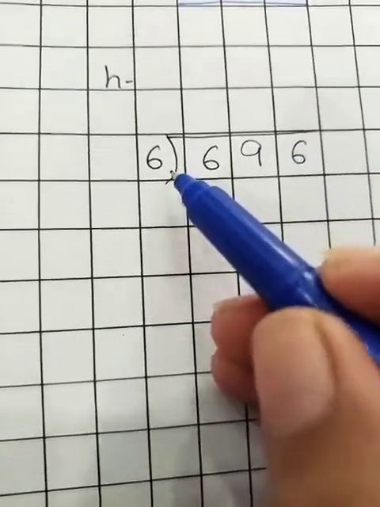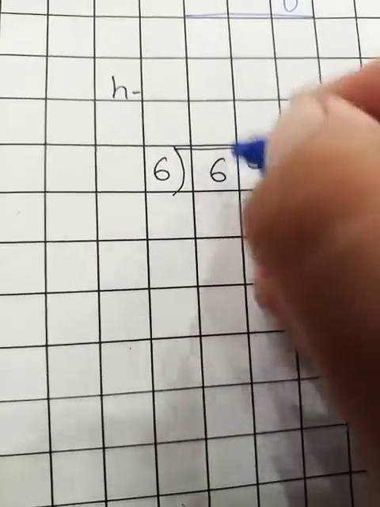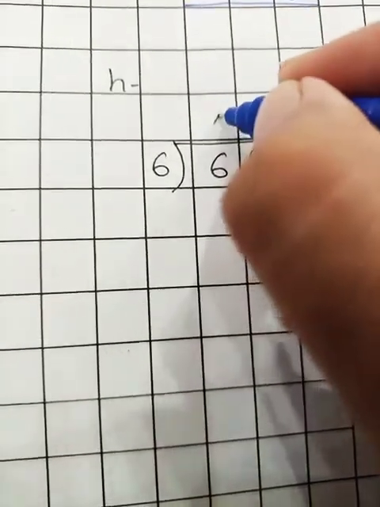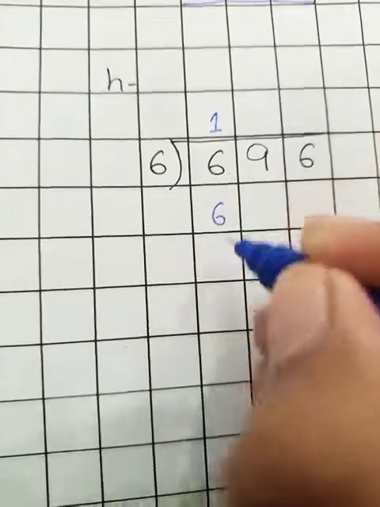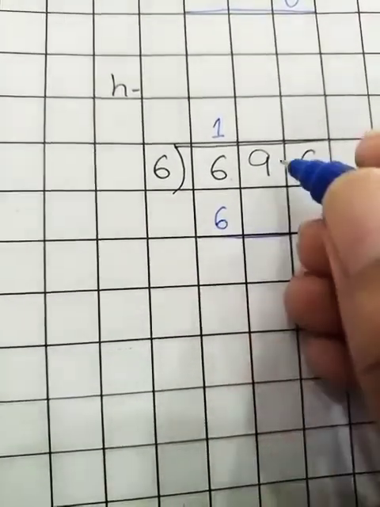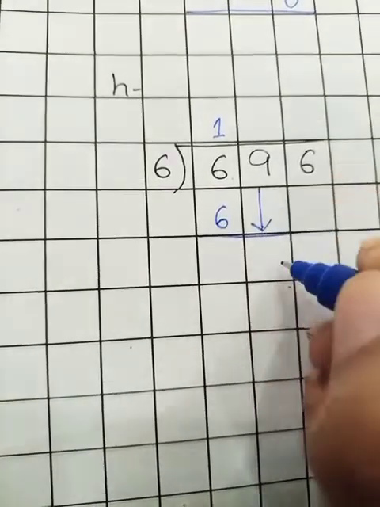696 is being divided by the number 6. So students, as the first digits are equal, 6 ones are 6. And next is subtraction. 6 minus 6 is 0. So bring this 9 down here.